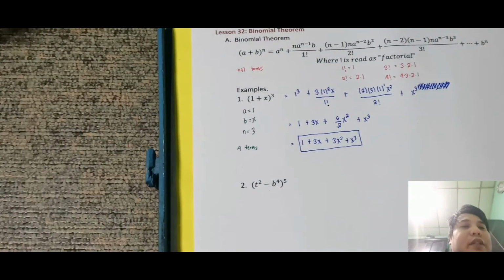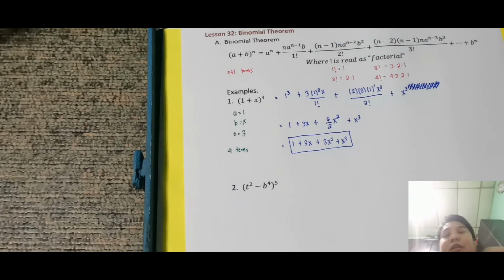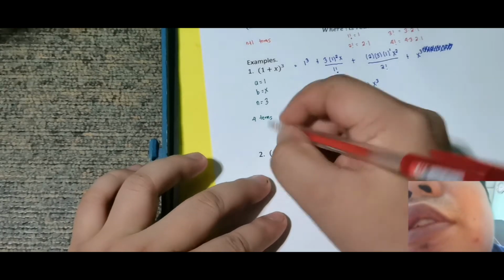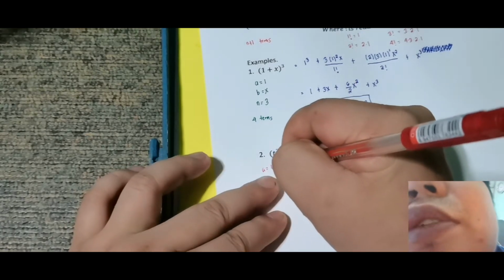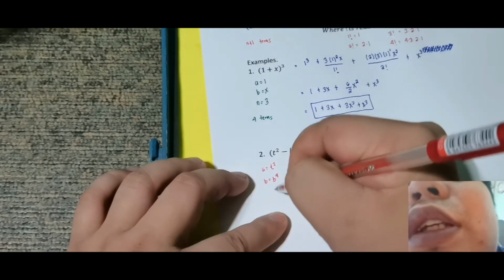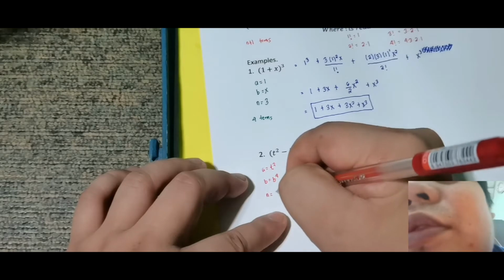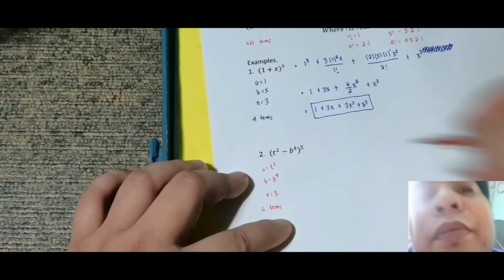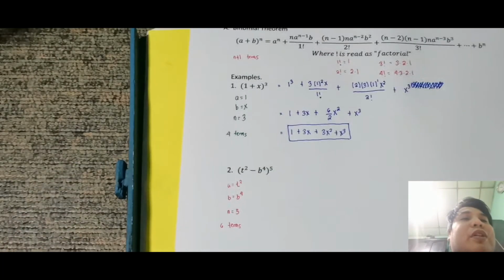Okay, so next, let us add a little twist. What if we have this? We have the quantity t squared minus b raised to 4, all raised to 5. So how is this done? Write the a, b, and n, sorry. So what is a? We have a equal to t squared, b equal to b to the 4th, sorry I did not change it, then n is equal to 5. So we are expecting 6 terms, because we expect n plus 1 terms.